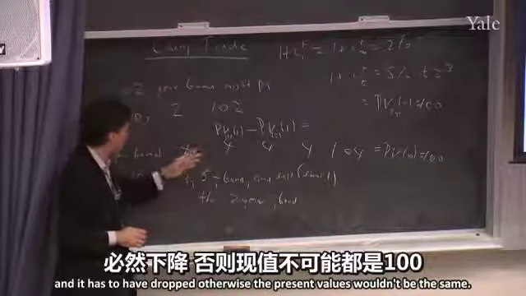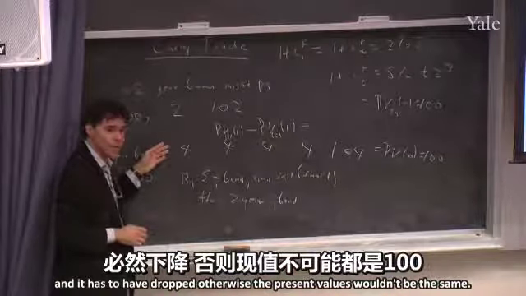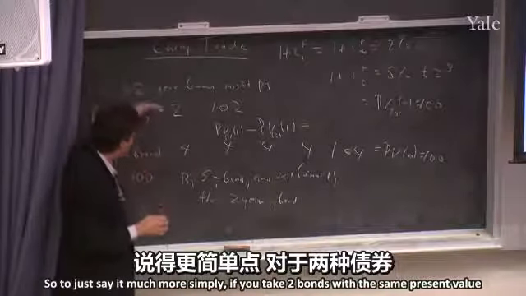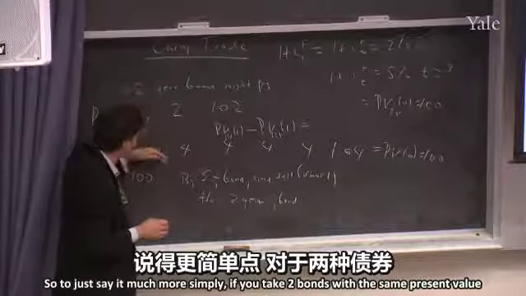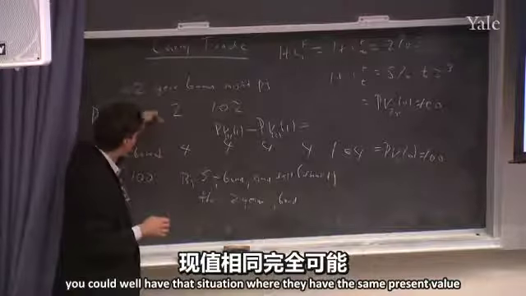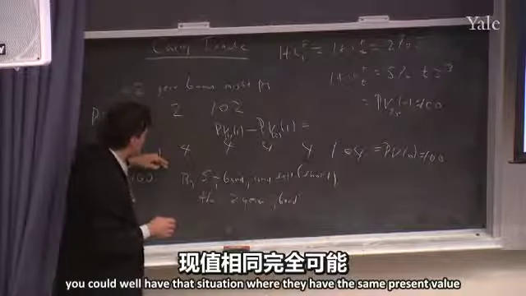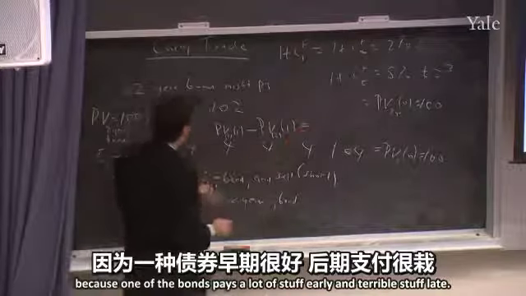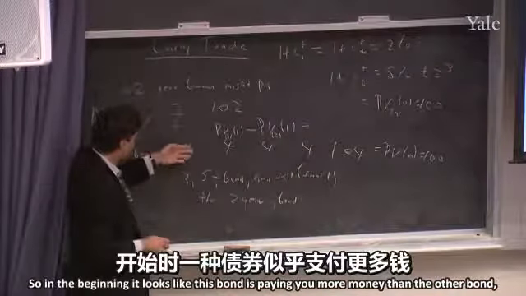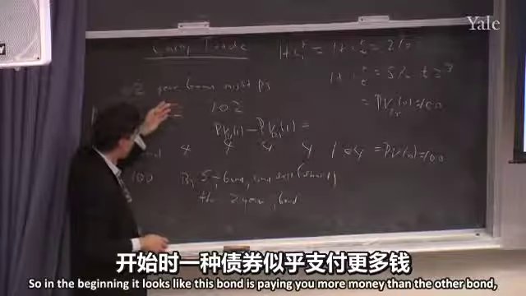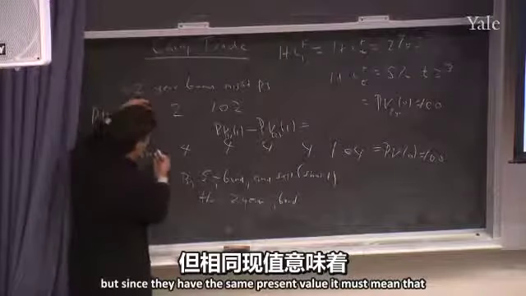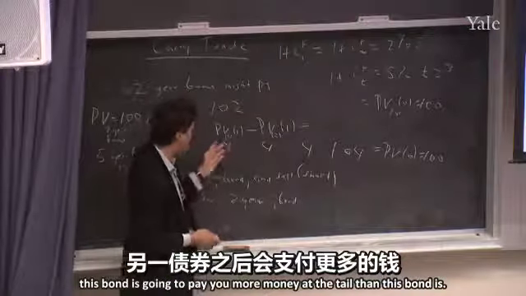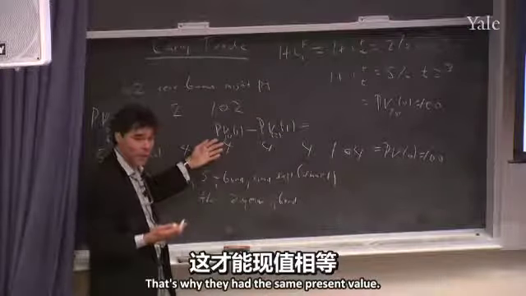And it has to have dropped because otherwise the present values wouldn't be the same. Okay, so to just say it much more simply, if you take 2 bonds with the same present value, you could well have that situation where they have the same present value because one of the bonds pays a lot of stuff early and terrible stuff late. Okay, so in the beginning it looks like this bond is paying you more money than the other bond. But since they had the same present value, it must mean that this bond is going to pay you more money at the tail than this bond is. That's why they had the same present value.